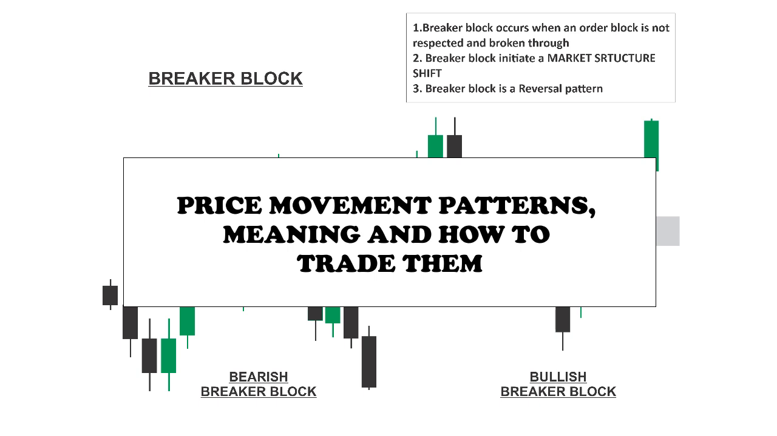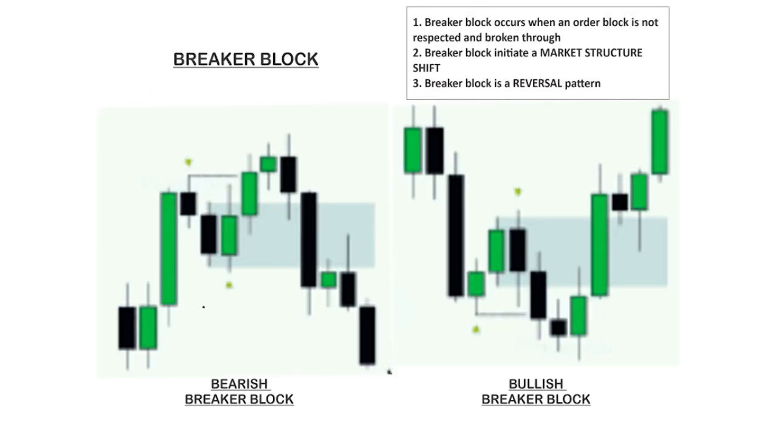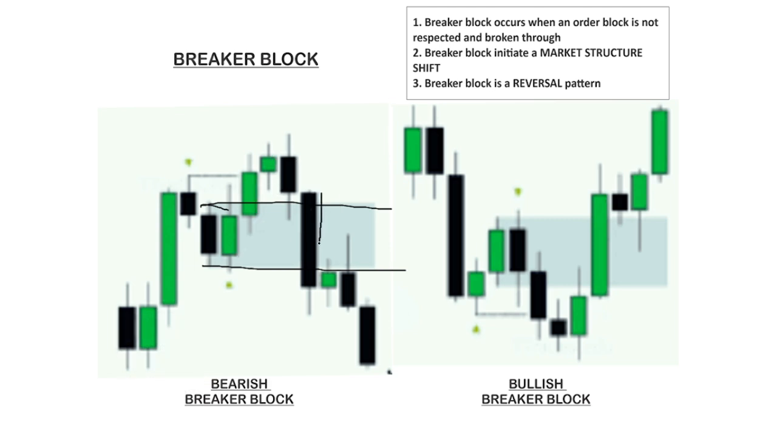Now, we're going to start from number one, which is the breaker block. What is a breaker block? When another block is not respected, it gives you a pattern called a breaker block. Looking at this chart, this is the last bearish candle. It is expected that as the market moves, it should come down here before continuing the trend. But in this case, the market did not respect that move. Rather, this order block was broken by this bearish candle.